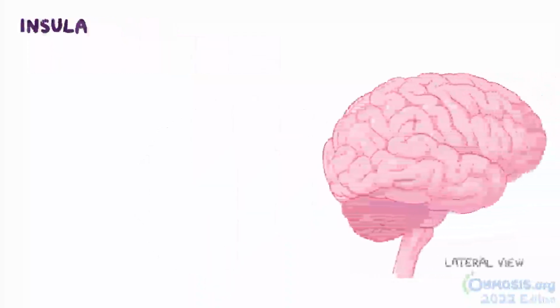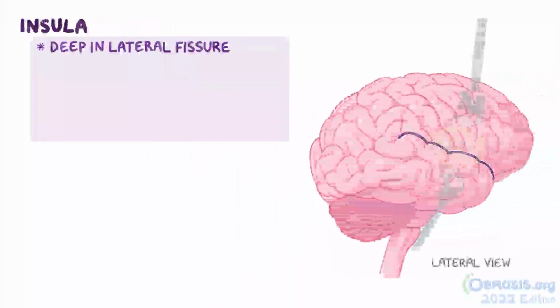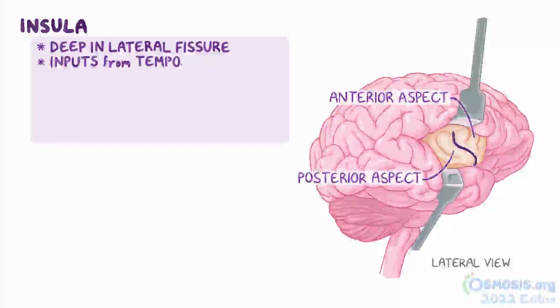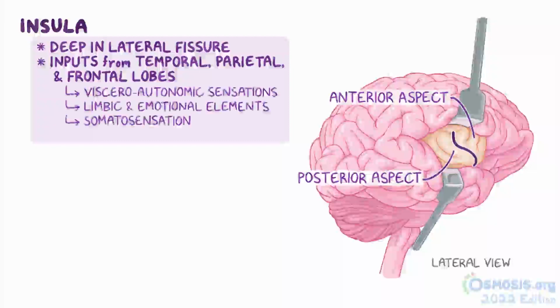We also spoke previously about the insula, known as the fifth lobe of the brain, which is found deep in the lateral fissure. The insula is usually divided into anterior and posterior aspects. Functions are diverse and complex, with convergence of inputs from temporal, parietal, and frontal lobes. The insula has been associated with processing viscero-autonomic sensations, limbic and emotional elements, somatosensation, and possibly motor elements too.